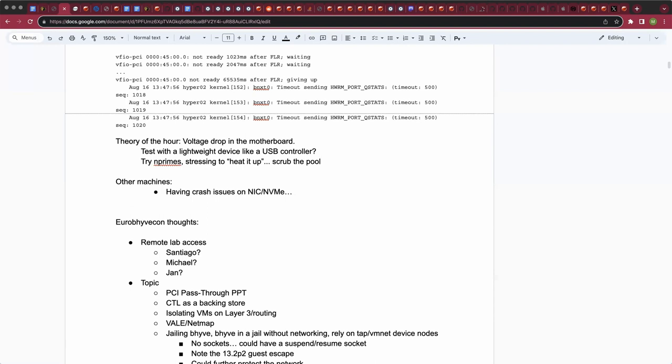Yeah, I was going to say, I will do a build world and set the CPU to build world as well.